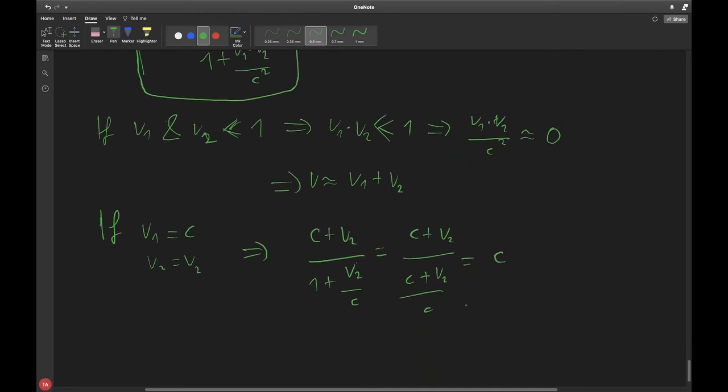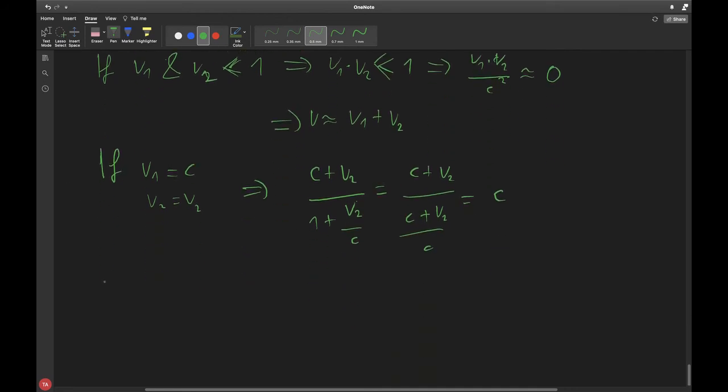The other thing, which is less interesting, but we could look at it, is that if v1 equals v2 equals the speed of light, then from this we get c plus c, divided by 1 plus c squared over c squared. So that leads us to 2c in the numerator, and c squared over c squared is 1, so that leads to a 2 in the denominator, and that leads to a c as well. So when you add two objects which go with the speed of light, they will still go with the speed of light. So this was all for adding velocities.